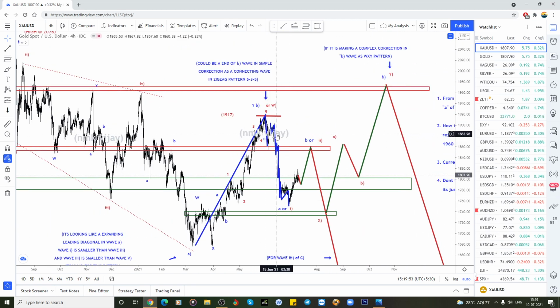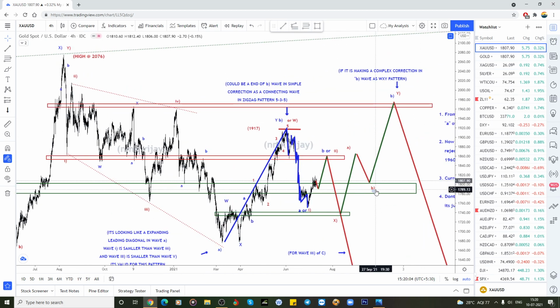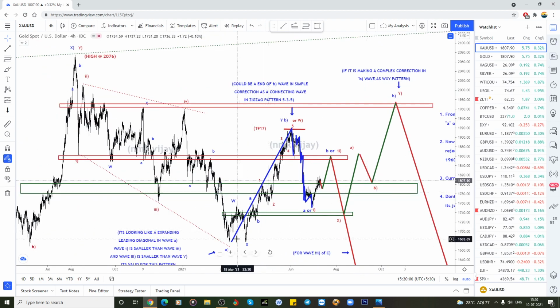From here itself, I keep on saying, right? From here itself, I'm expecting 1950. So there is still a chance for making 1950, and again there is a bigger drop I'm expecting. But if this connecting wave ended here, forget about this W, this is the A, this is the B.